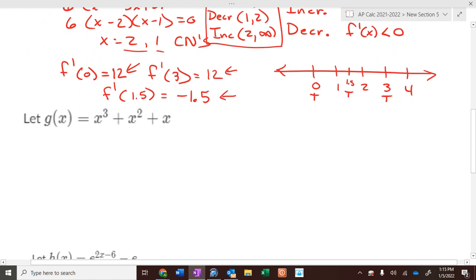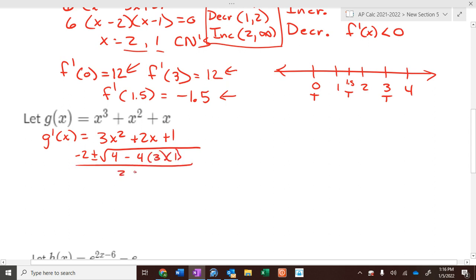Now, not everything is as simple as the first one. Let's look at this one. What's the first derivative of g? 3x squared plus 2x plus 1. How does that factor? Nobody can factor this, can they? If we try the quadratic formula, negative b plus or minus the square root of b squared minus 4ac, all over 2a.